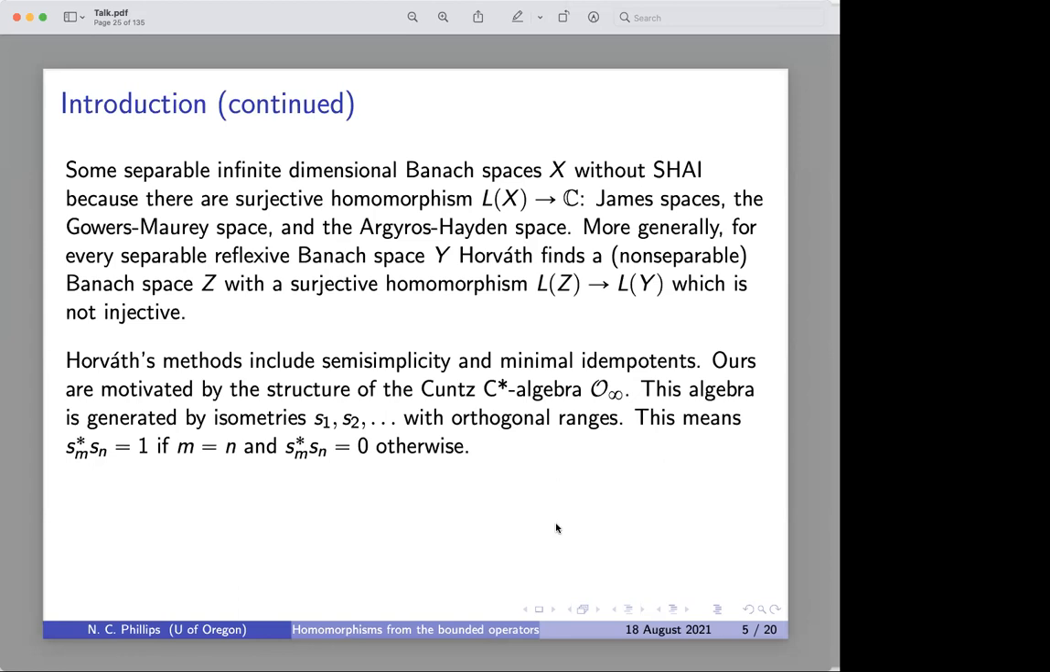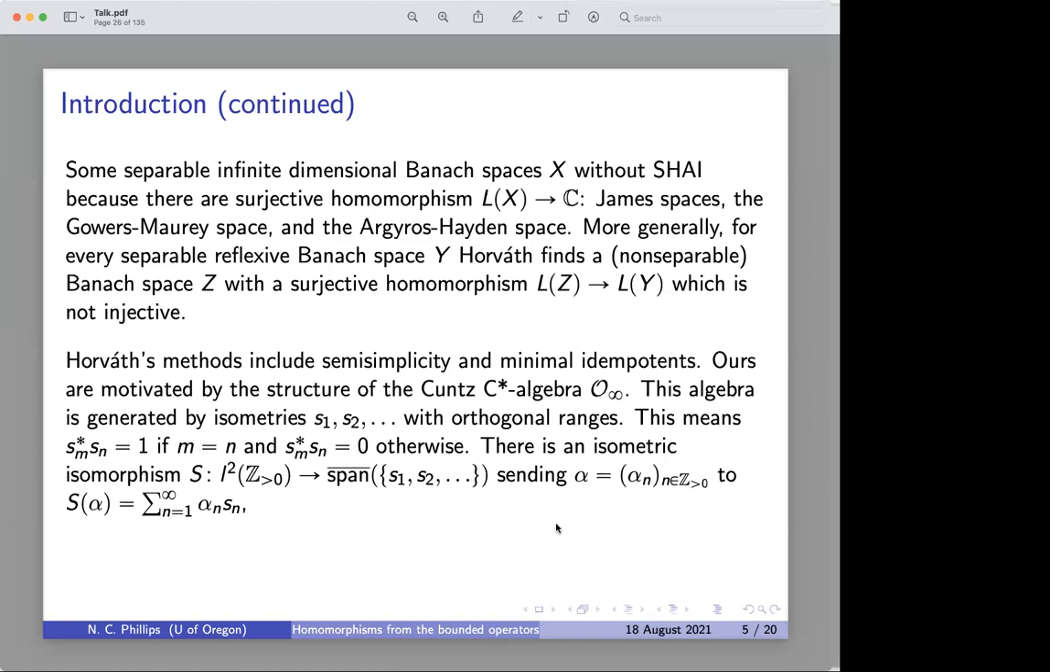I forgot to actually state, though I wrote on the slides, this is joint work with Bill Johnson and Gideon Schechtman. And the sort of part that I contributed to it was this idea from Cuntz algebras.